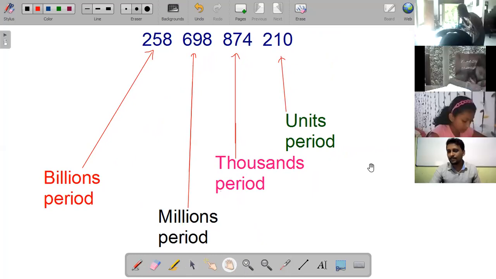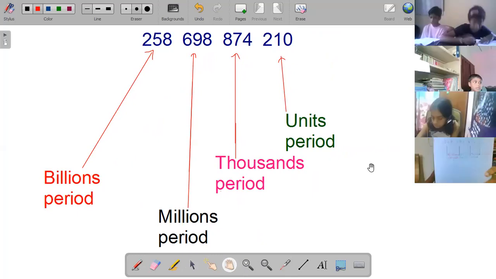I think it is easy, no? Okay, quickly complete it. Viduni finished, no? Okay.